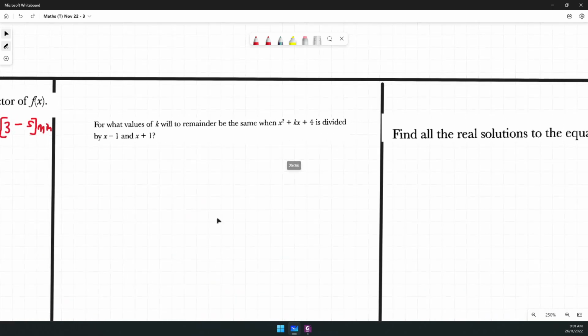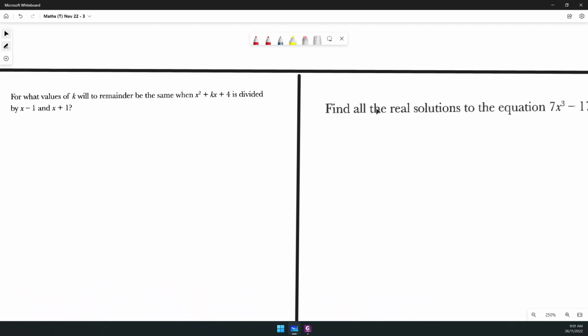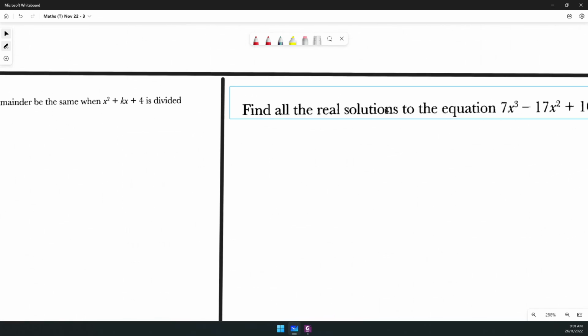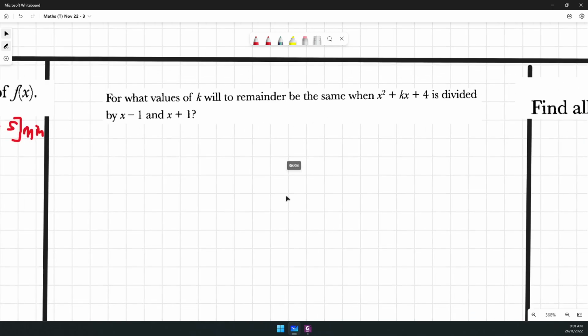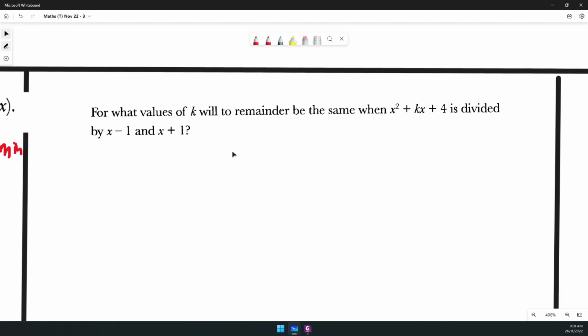Okay, see, the questions are a bit easy now. So how about we do the questions? Okay, let's focus on this one first. This one should be a bit hard. Okay, for all values of k, the remainder will be the same when x squared plus kx plus 4 is divided by x negative 4.